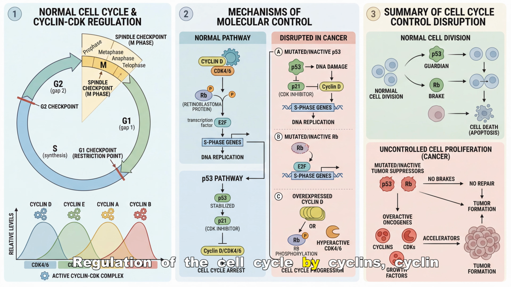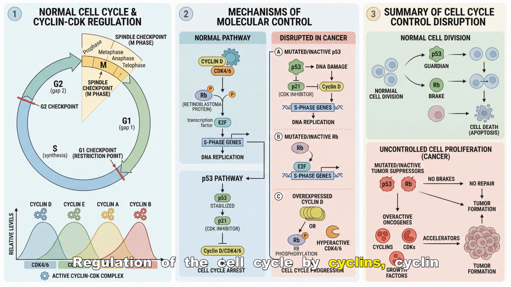Regulation of the cell cycle by cyclins, cyclin-dependent kinases, and tumor suppressor proteins ensures orderly progression through the cycle, and disruptions in this system are a hallmark of cancer, making this a high-yield MCAT topic. Cyclins are proteins whose concentrations fluctuate throughout the cell cycle, while CDKs are enzymes that, when bound to cyclins, phosphorylate target proteins to push the cell into the next phase.